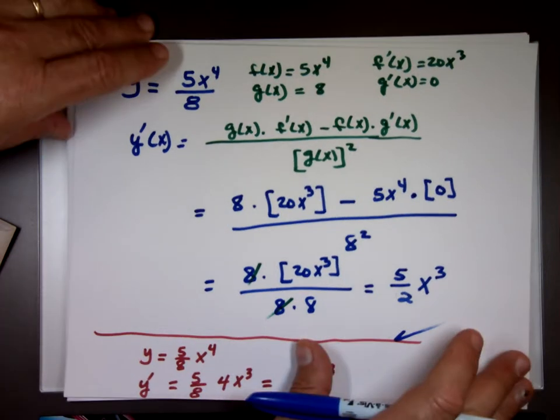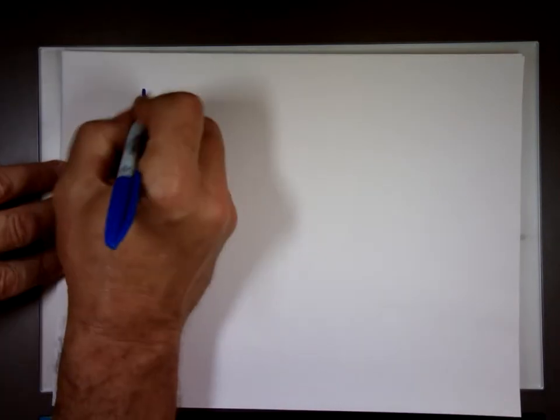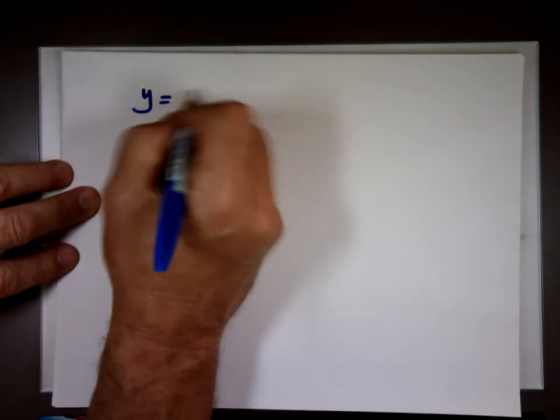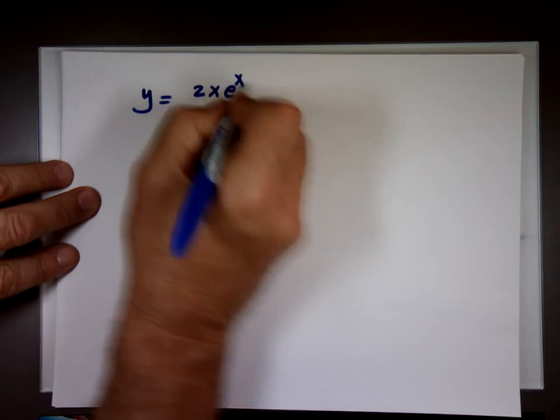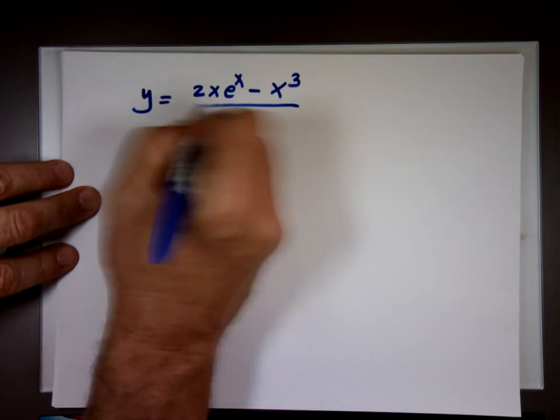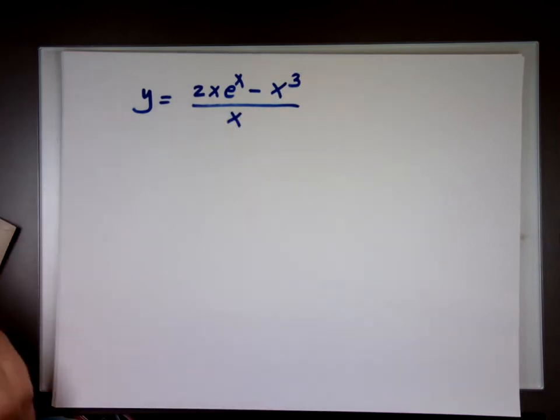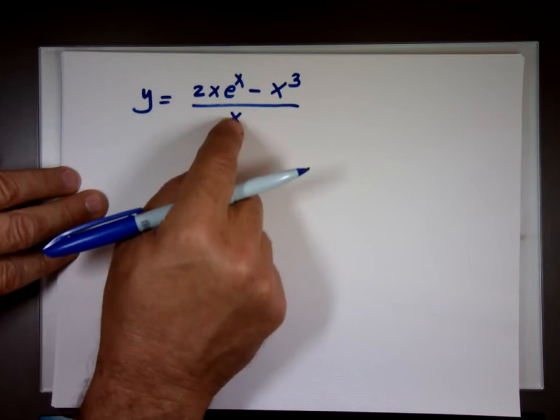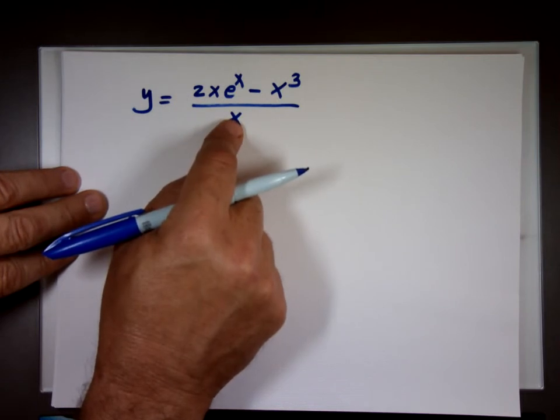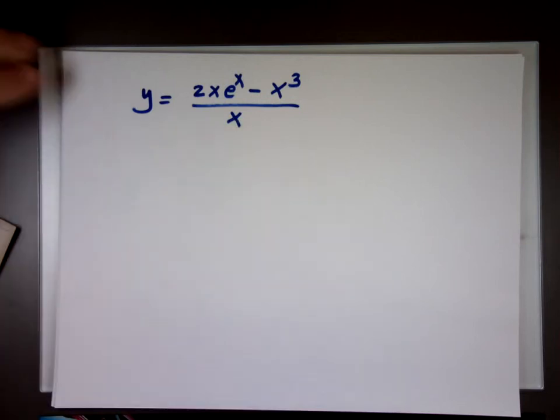Another example of keeping your eyes open. I'll think of one. Here we go. I'm going to be mean here. 2x e to the x minus x to the third divided by x. What's the derivative? Now notice I got product, I got quotient. So I'm putting product and quotient in one problem. This will be a page and a half long if you do it that way.